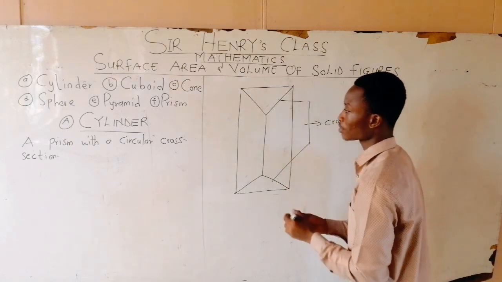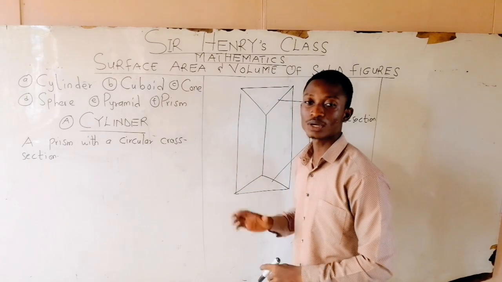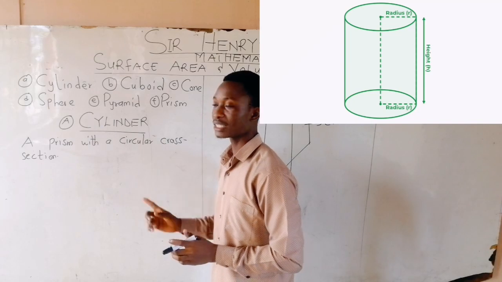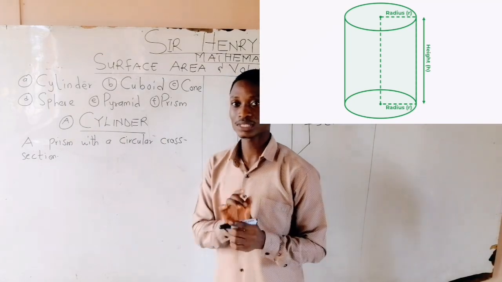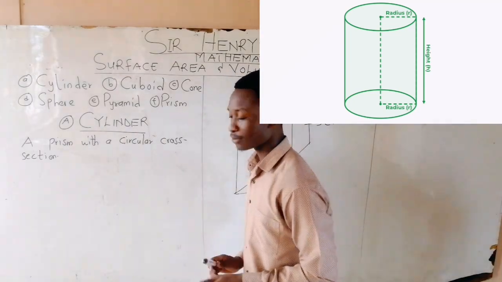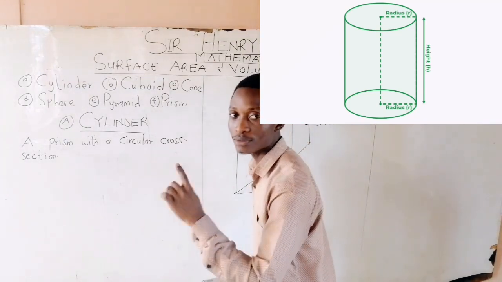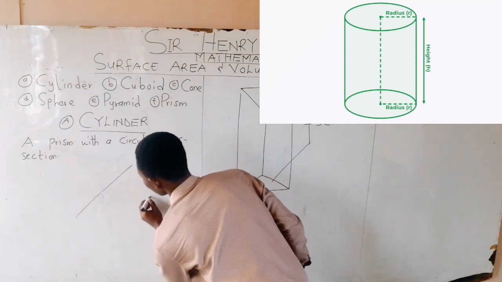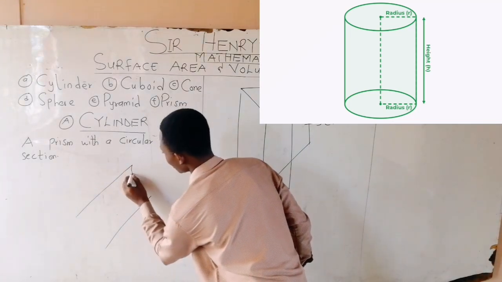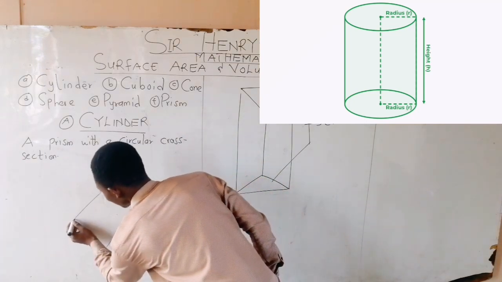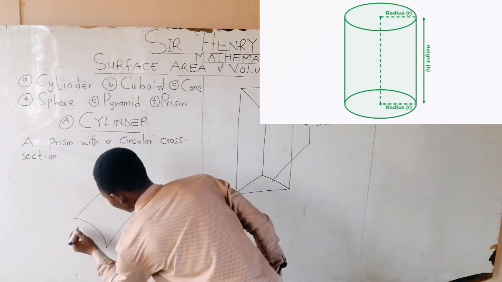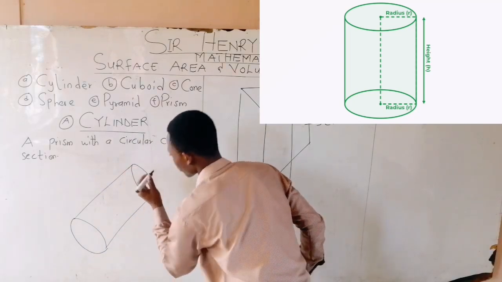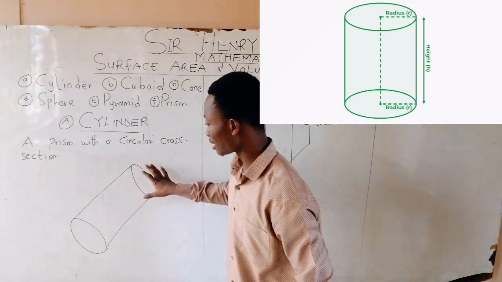So what is the cross section of this prism? It is a triangular cross section. Then what is the cross section of a cylinder? A circular cross section. So let me draw a cylinder for you to get the understanding, and then I'll explain the cross section of it. I'm doing just a sketch. Good, so this is my cylinder.